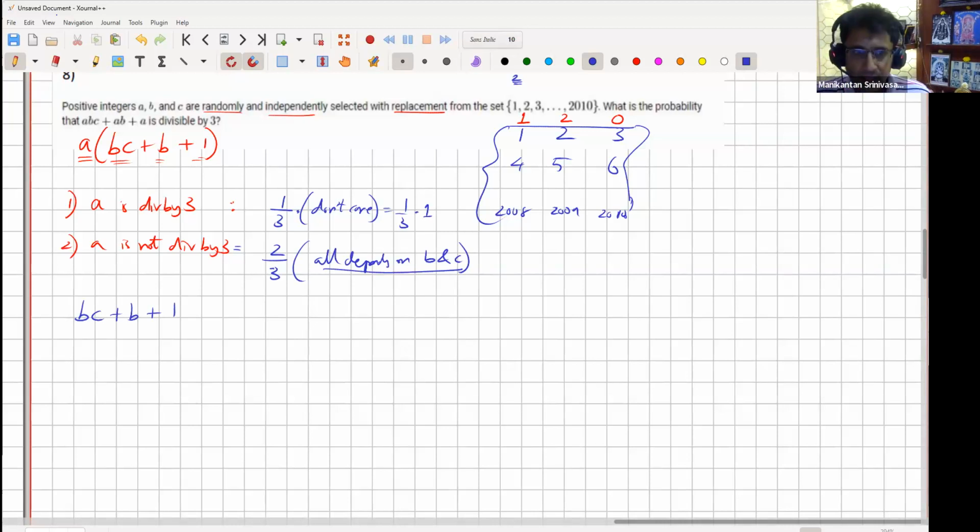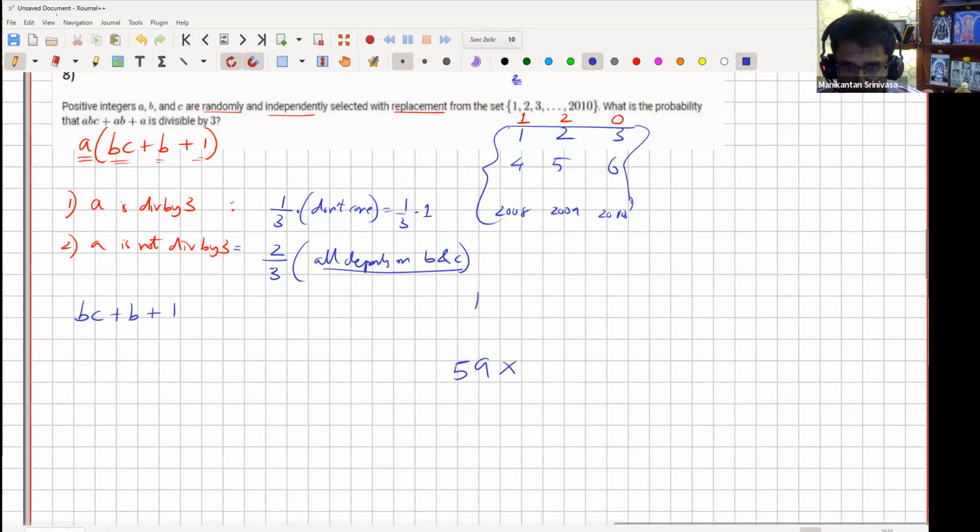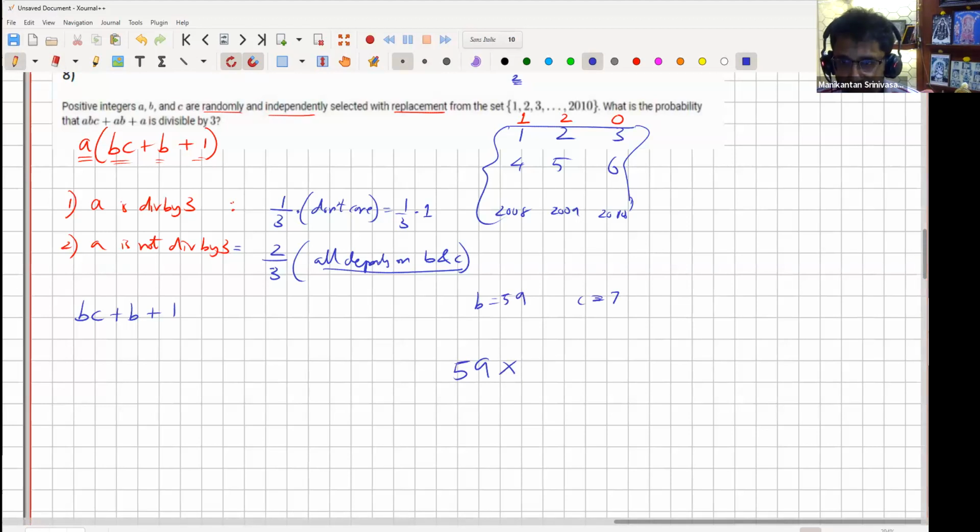Now, again, let's take a small detour. For example, let's say B is 59 and C is, I don't know, 74 or something. Or I'll keep 73. So 59 into 73 plus 59 plus 1. And then I have to check if it is divisible by 3 or what the remainder is. It's a pain. But I don't need to do this to find just the remainder, right?